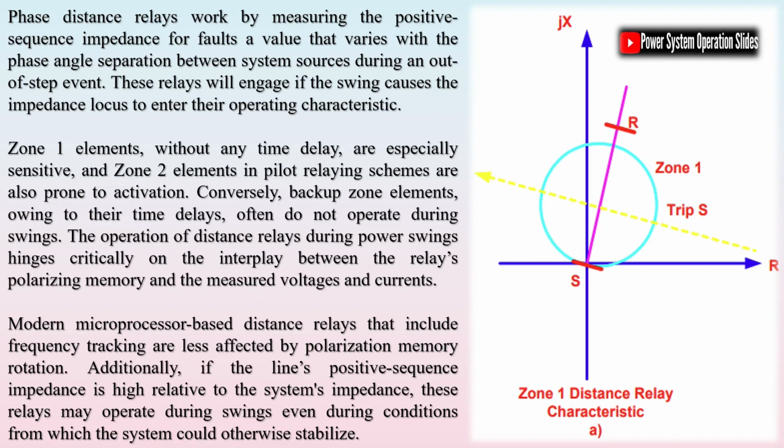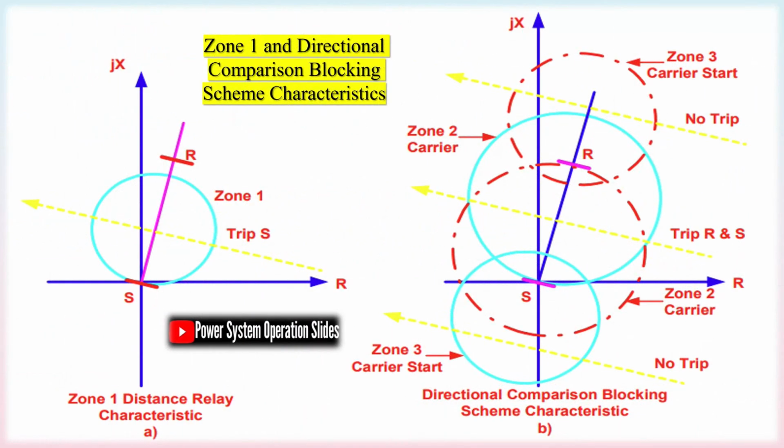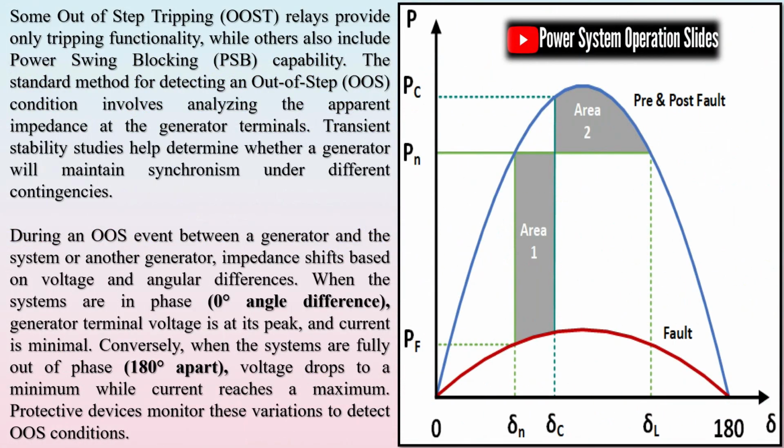Phase distance relays work by measuring the positive sequence impedance, a value that varies with the phase angle separation between system sources during an out-of-step event. These relays will engage if the swing causes the impedance locus to enter their operating characteristic. Zone 1 elements, without any time delay, are especially sensitive, and Zone 2 elements in pilot relaying schemes are also prone to activation. Conversely, backup zone elements, owing to their time delays, often do not operate during swings.